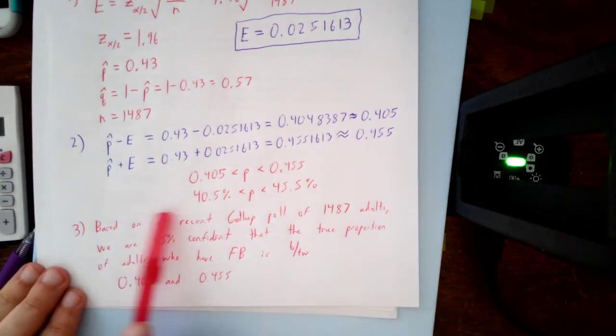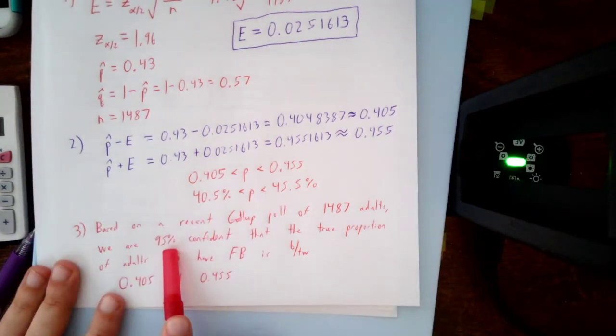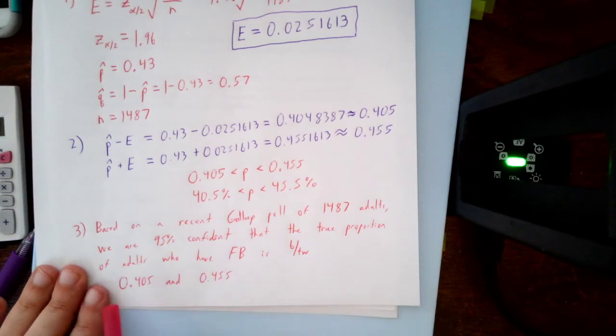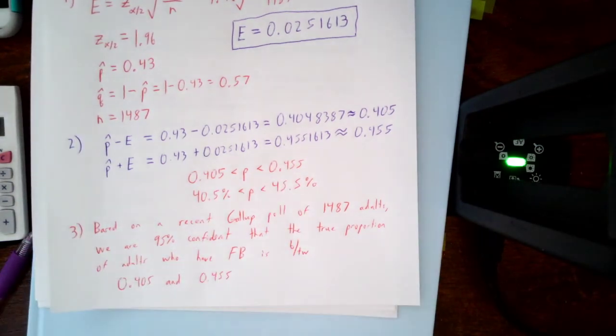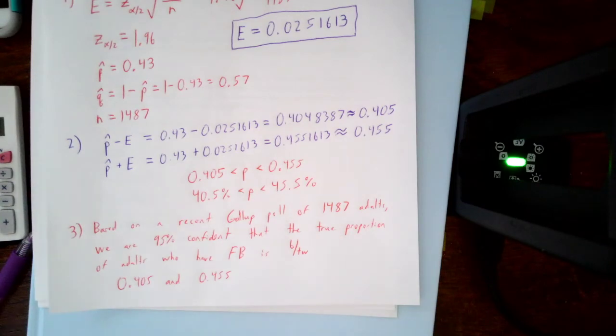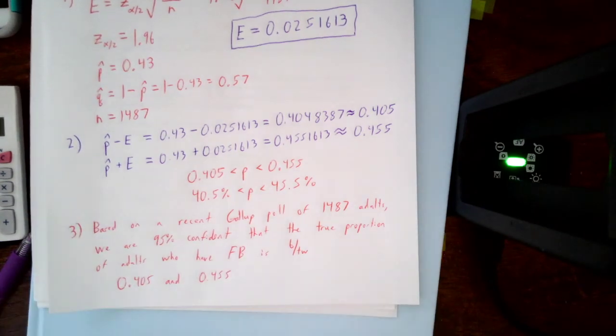So this sentence interprets what we just calculated. We're 95% confident that the true proportion of adults who have Facebook is between these two bounds, right? We don't know where in those bounds, but we're 95% confident it lies somewhere within them. Could it be outside of it? Yeah, we're 5% confident it's not within those bounds, right? But being 95% confident is being pretty sure of yourself.